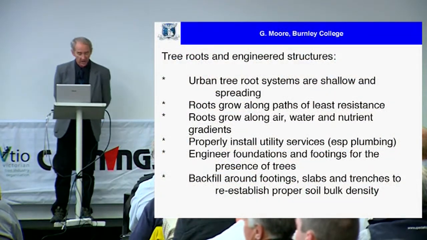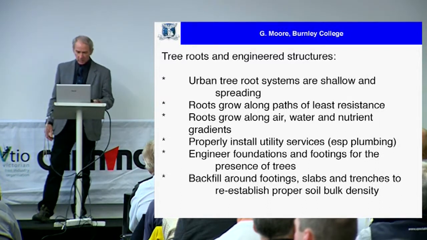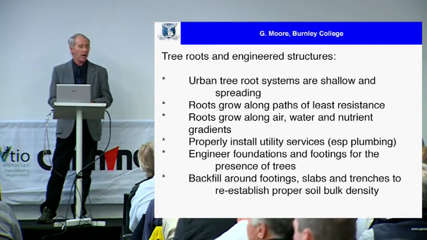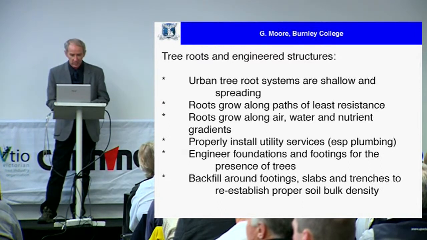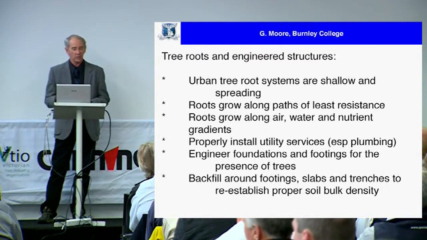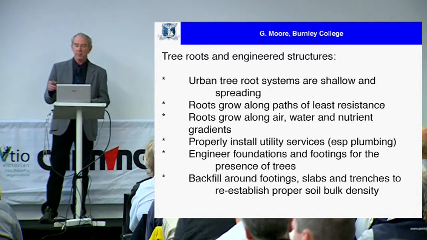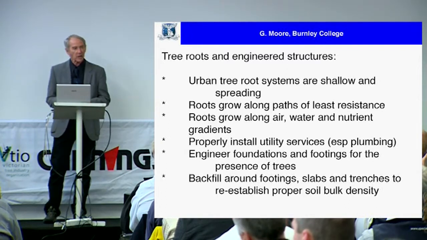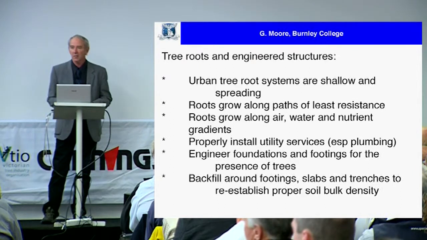So what I wanted to say in this first part of setting the scene is we've got some lessons to be learned here. Urban trees are shallow and spreading. They grow down paths of least resistance. They grow along air, water and nutrient gradients. So install the services properly. Engineer foundations and footings for the presence of trees. Backfill around footings, slabs and trenches to re-establish the proper soil bulk density.